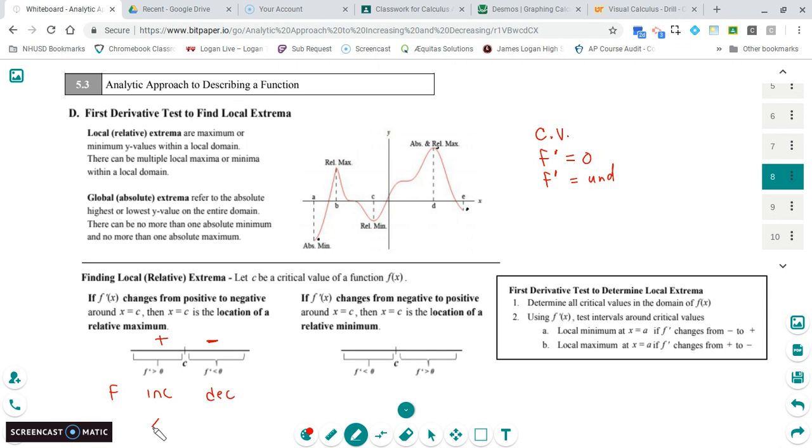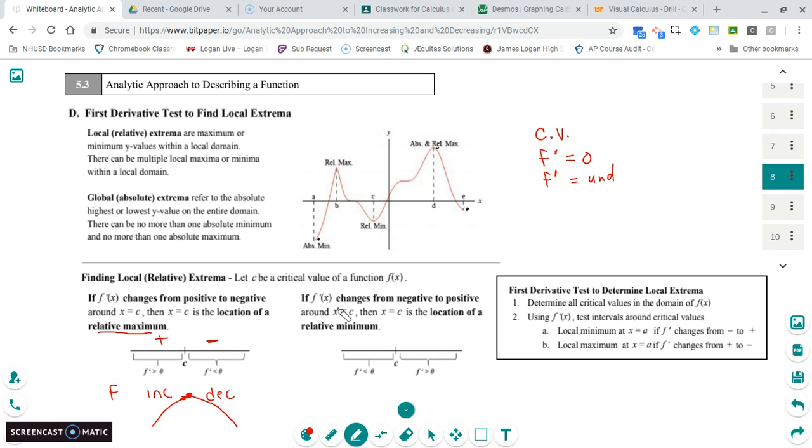Well, what does that look like? f is increasing, and then we have a critical value, where the first derivative is 0. That would mean it would flatten out, but then it starts decreasing again. So notice that means this point right here has to be a local maximum for sure. So how did that happen? Our first derivative changed from positive to negative, and we find a local maximum or relative maximum.